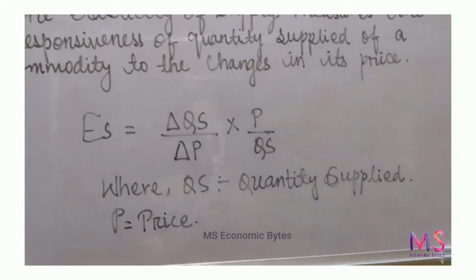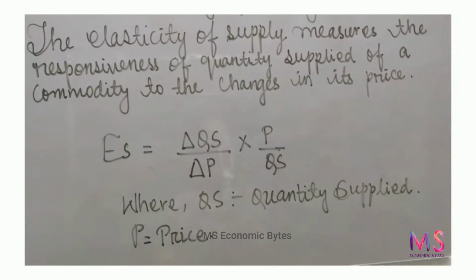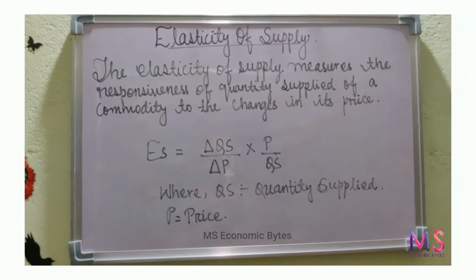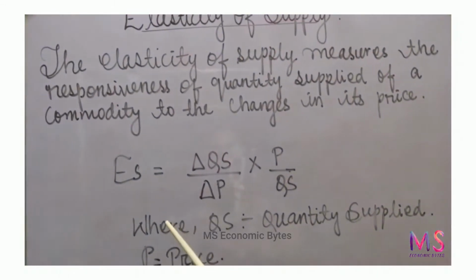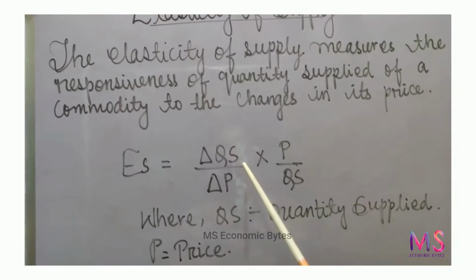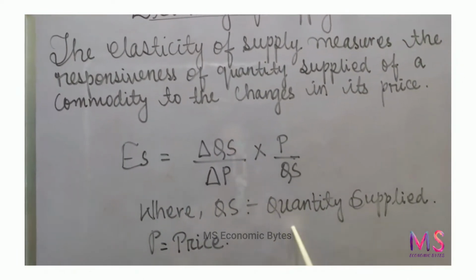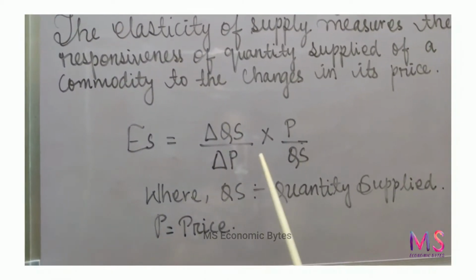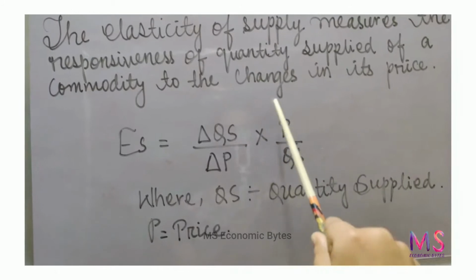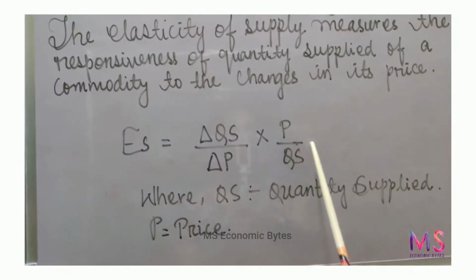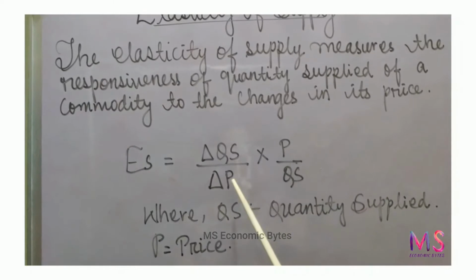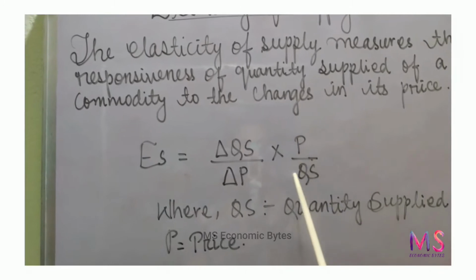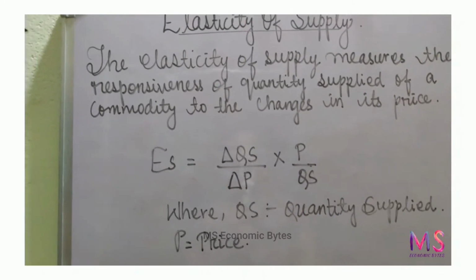So, we have a formula here for elasticity of supply. Through this formula, we can easily calculate the elasticity of supply. So ES is equal to change in QS, where QS is the quantity supplied, divided by change in P, where P is the price, into the original price divided by the original quantity. So this is the change in quantity supplied by change in price, into the original price by original quantity supplied of the commodity.